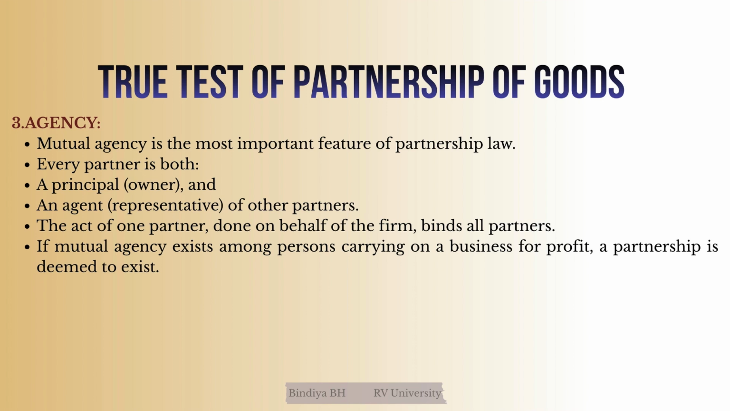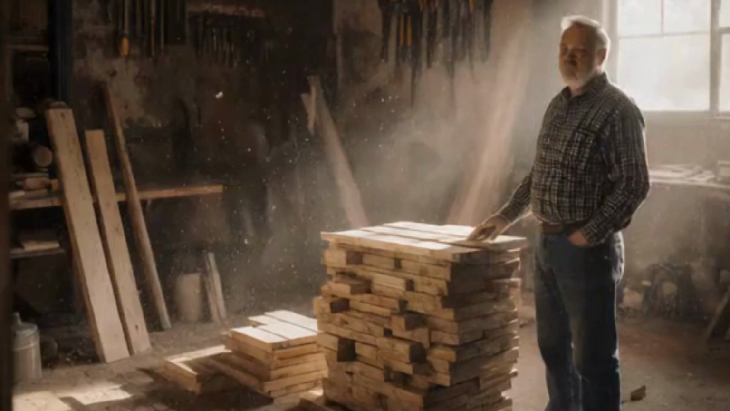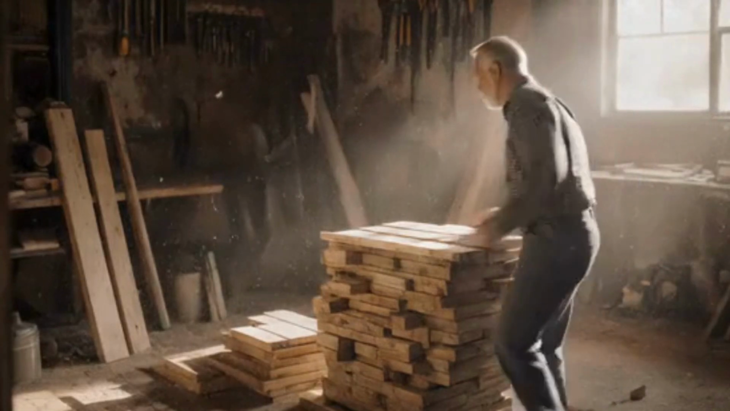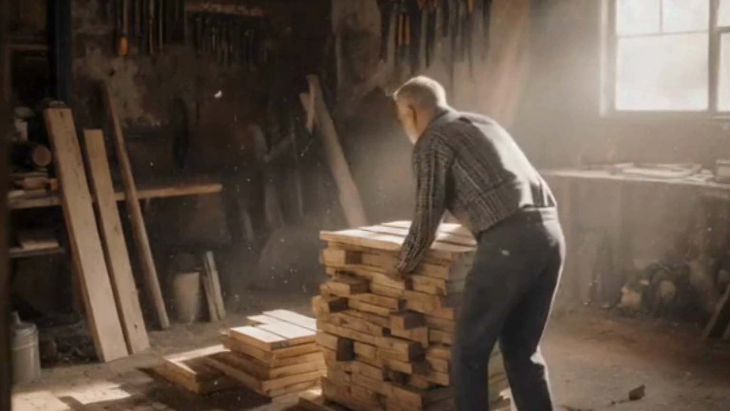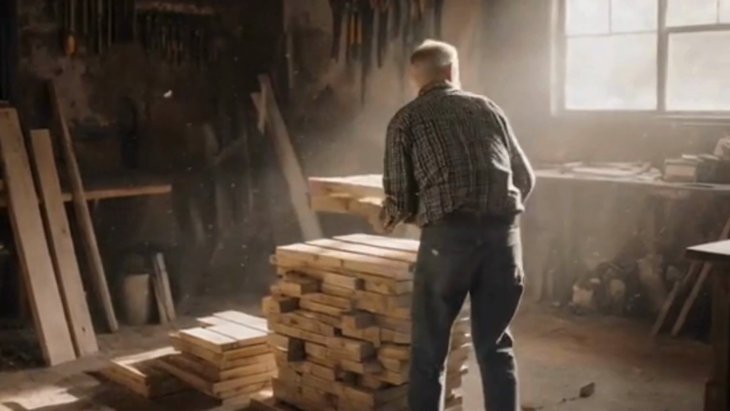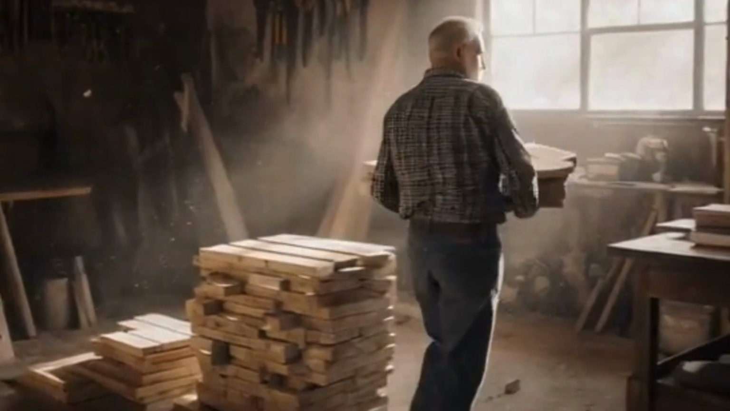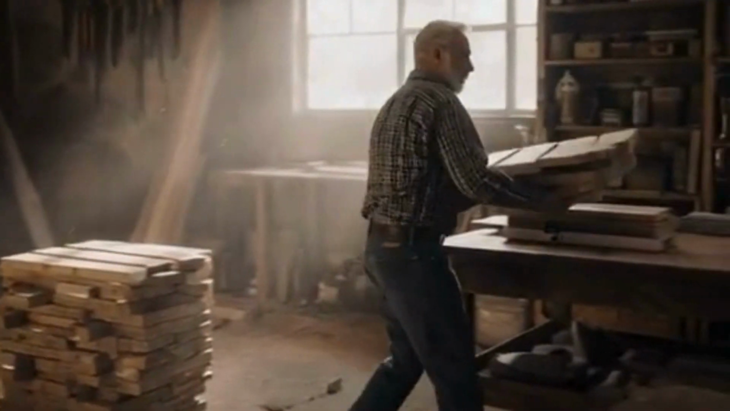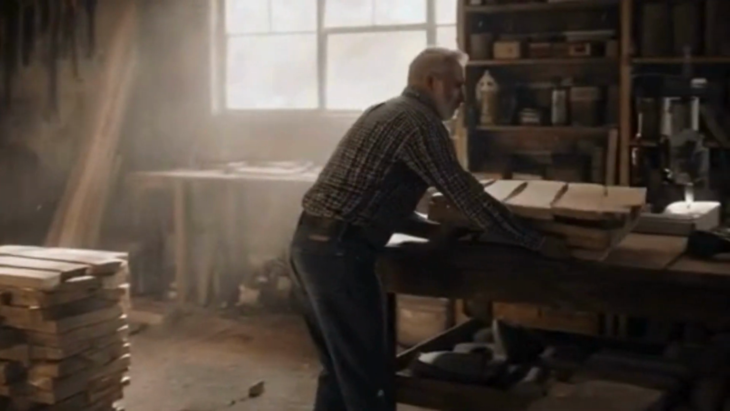One partner can bind the firm. The firm is bound by the acts of the partners, and each partner represents all others. Let me explain this with an example. Now let's say A, B and C are partners in a furniture business. Now A purchases wood on credit from that firm, from the same partnership firm in which they are working.